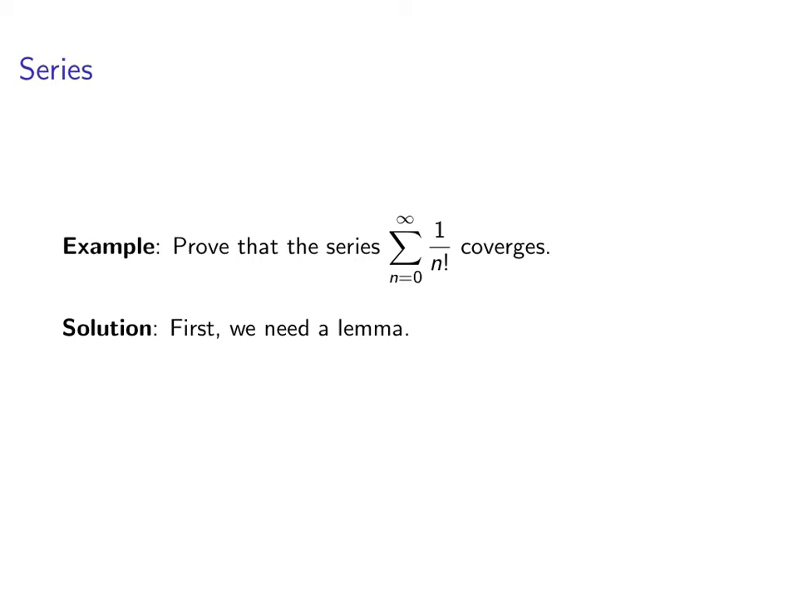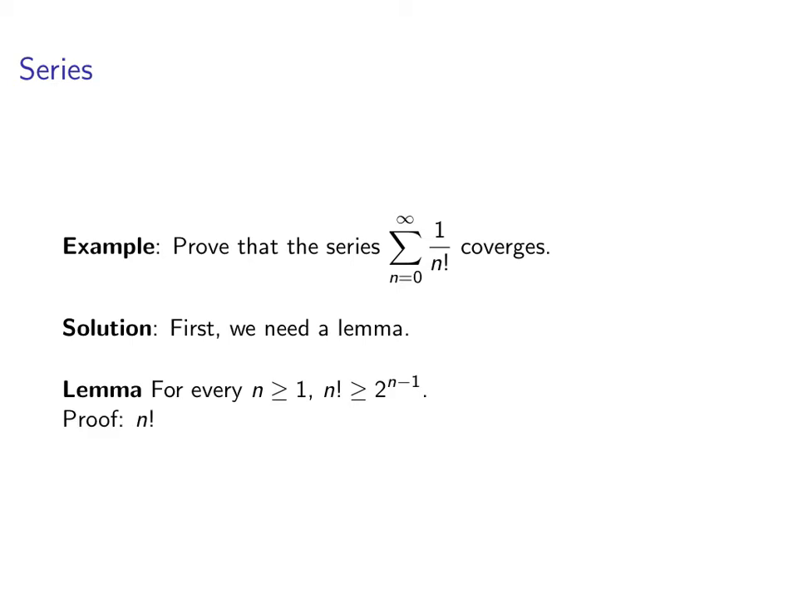All right, now we need a lemma in order to prove this. I haven't talked about lemmas before. A lemma is a theorem by itself, but it's not useful in and of itself. It is used to prove another theorem. The lemma that I want to prove is that for every n bigger than or equal to 1, n factorial is bigger than or equal to 2 to the n minus 1.